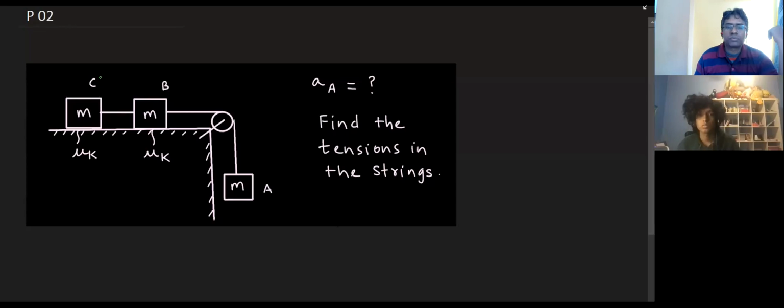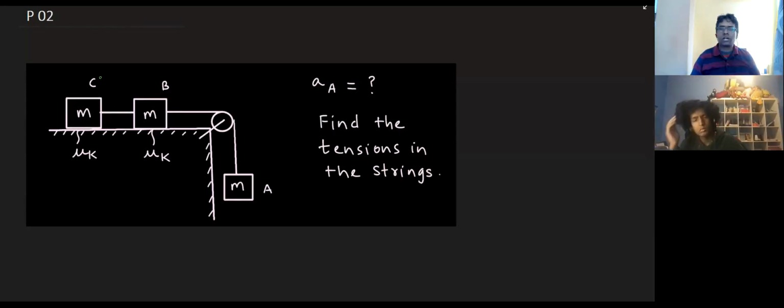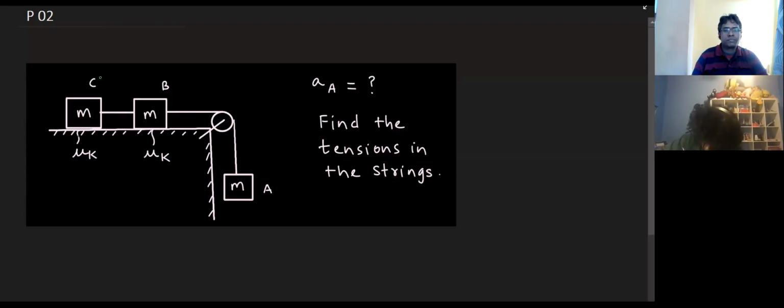Yeah. So take a look at this problem. Abhiram, each block has mass m. All of them weigh the same. Be careful here. There is friction between the blocks B and C and the horizontal ground. That kinetic friction is given. The pulleys are weightless and the strings are all massless and cannot stretch. Okay. The strings cannot stretch.